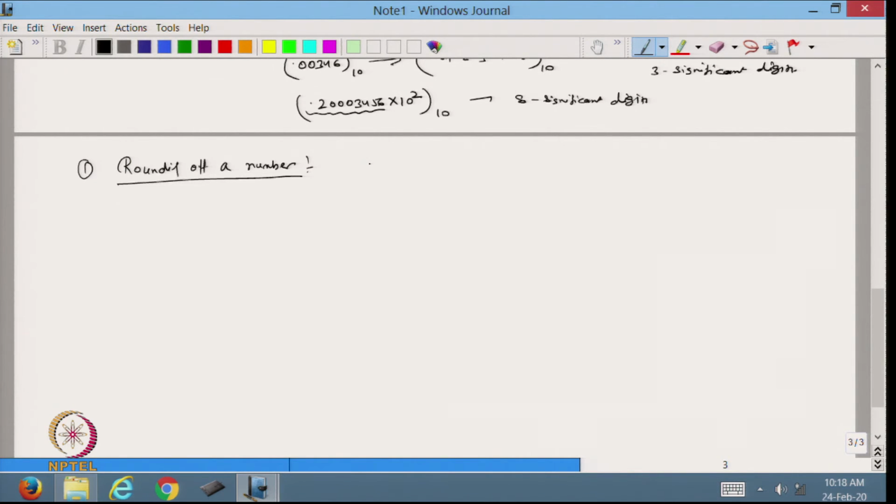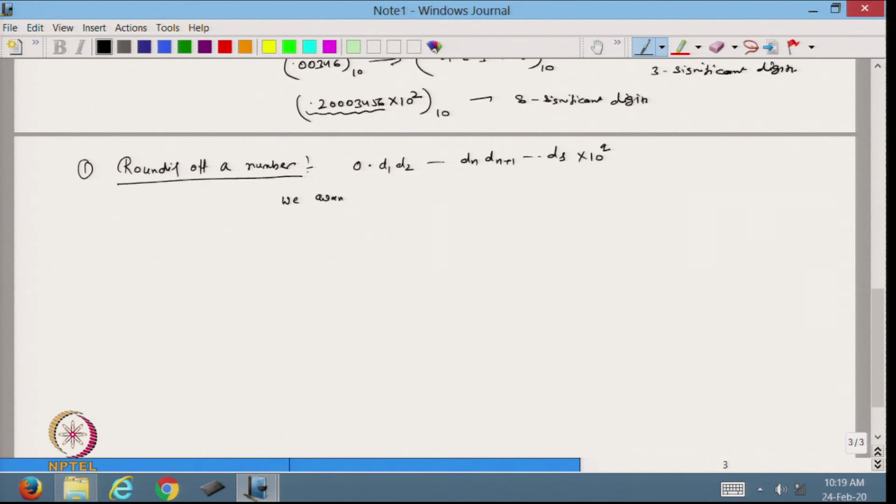Let us suppose I have a number 0.d1 d2 ... dn dn+1 ... ds, that is the decimal part, times 10 raised to power q. 10 is my base, and q is the exponent part. This number is given to me, and I have written s, which means it has s significant digits. So, this is in the normalized form.